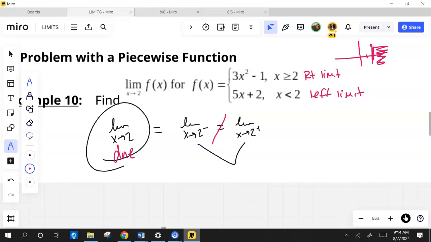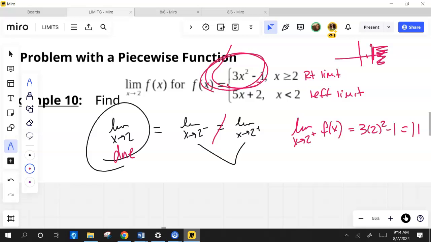Okay, but if it does, here's what they're going to do to you. They're going to say, show why the limit as x approaches 2 is this, or show why the limit as x approaches 2 does not exist. And you have to show, well, because the right-hand limit either does or does not. Now, most of the time these are easy. What is the limit as x approaches 2 from the right of f of x? This is the equation I'm referencing. So it's 3 times 2 squared minus 1. There's no manipulation there, right? Yep.